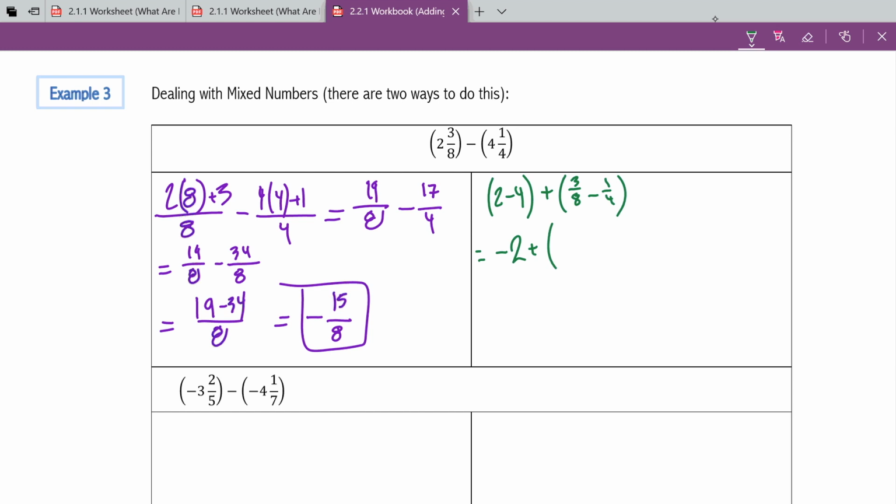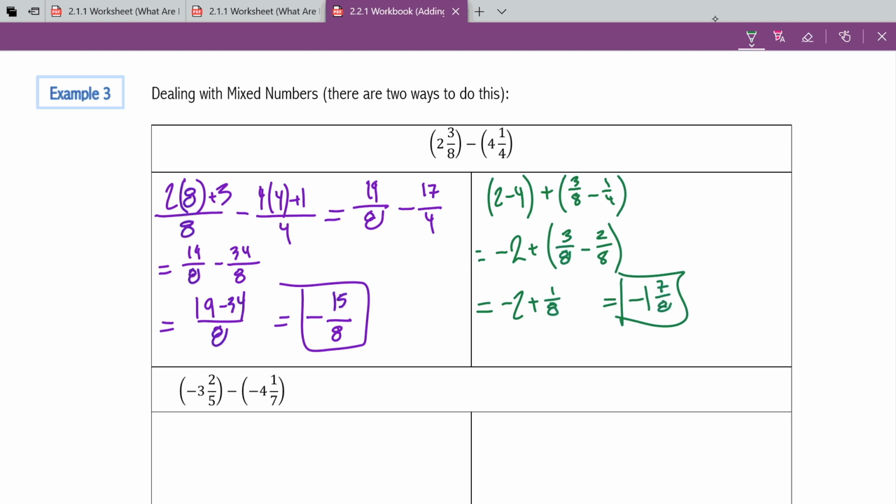And 3/8 minus, it looks like we need to convert that second fraction into a fraction out of 8. So we're going to get 3/8 minus 2/8, like that. Negative 2 plus, well, 3/8 minus 2/8 is simply 1/8. So negative 2 plus 1/8, we're going 1/8 closer towards 0 on the number line, is going to become negative 1 7/8.